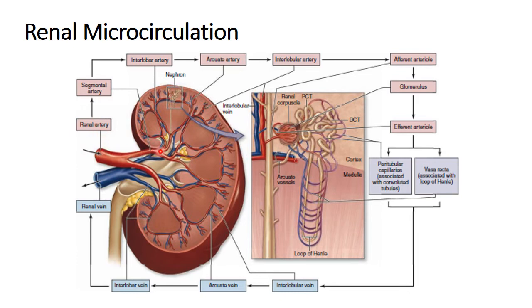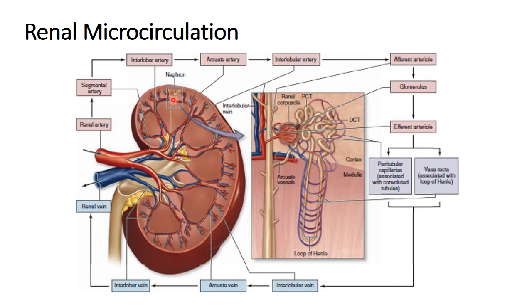And within the hilum, each renal artery will be divided into segmental branches. These segmental branches will give rise to interlobar arteries that run between the lobes of the kidney, that's to say between two renal pyramids.